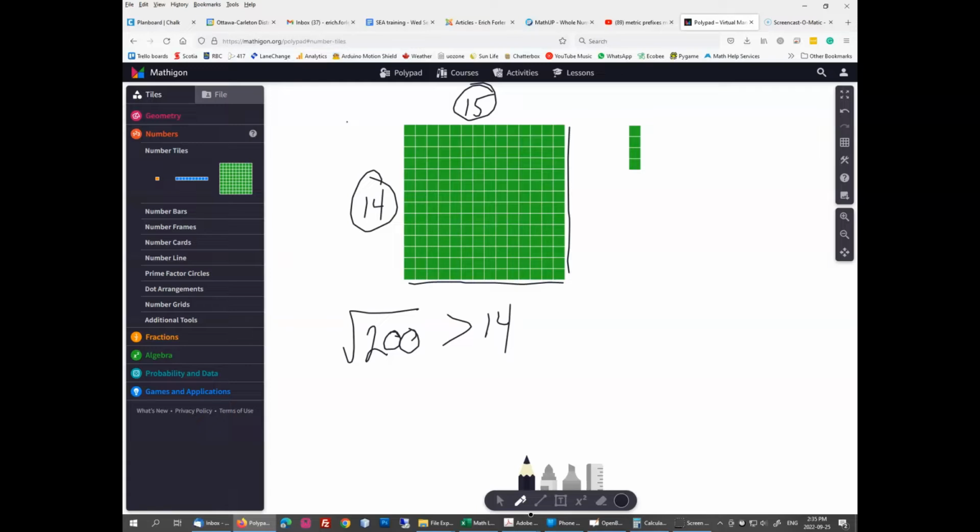So I might estimate that it's maybe going to be 14.1 as an example. You could do the exact calculation on your calculator, but you can see how working with the tiles gives you a sense of what the square root should be, regardless of the original shape that you start off with. If you move it towards being a square, it'll help you to understand what the square root would actually be.